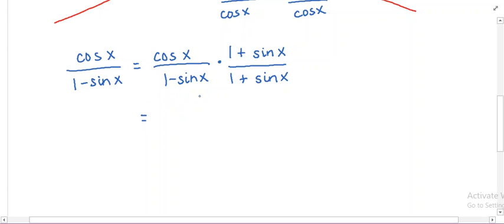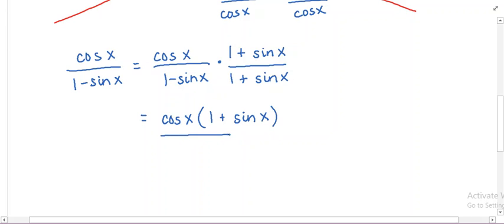We're multiplying two fractions, so we need to multiply across the top and multiply across the bottom. In the numerator, I'm multiplying the cosine of x times 1 plus sine x, which is a package deal. It has two terms, so I have to put it in parentheses because later I may have to distribute that cosine of x to both pieces.